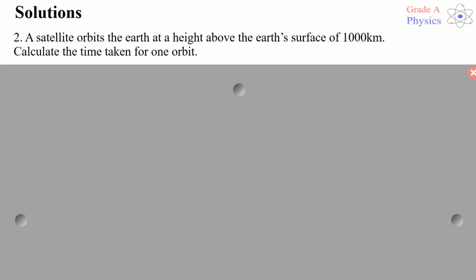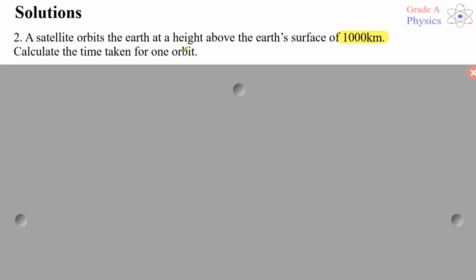Question two looks quite simple. It's a very short question. We're only given this one bit of information in the question. Obviously, we're expected, or we will be provided with, the mass of the Earth and the radius of the Earth. Calculate the time taken for one orbit.